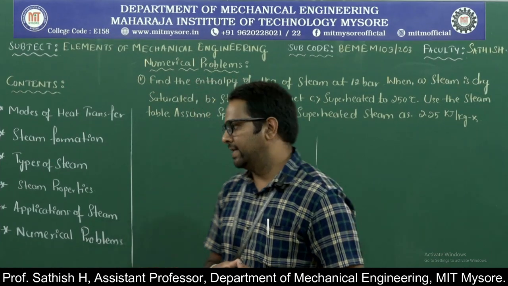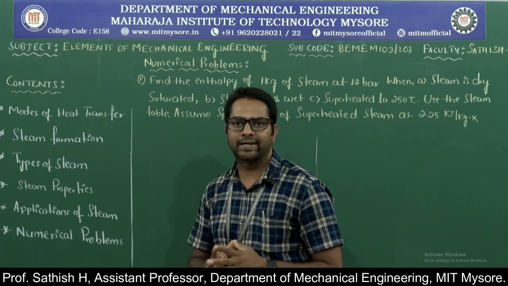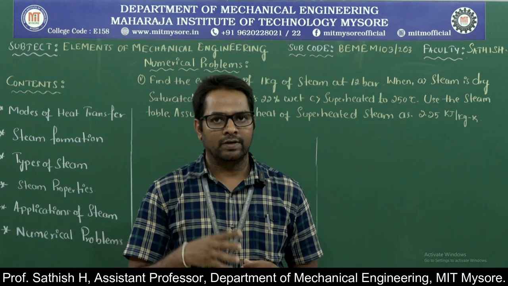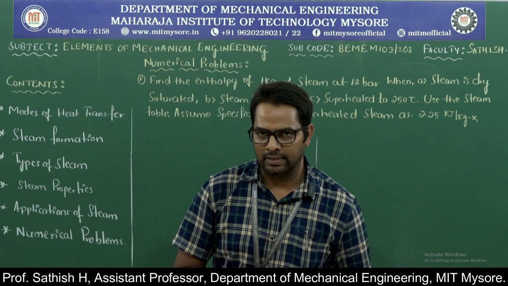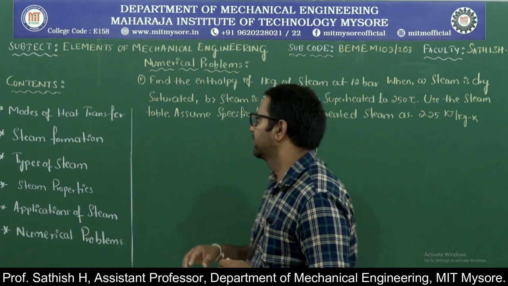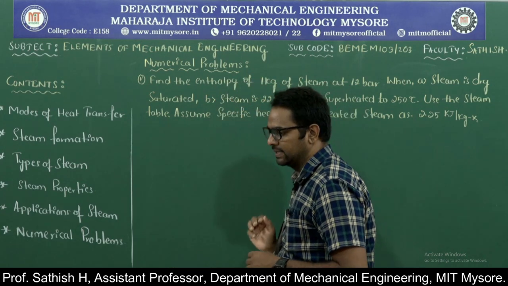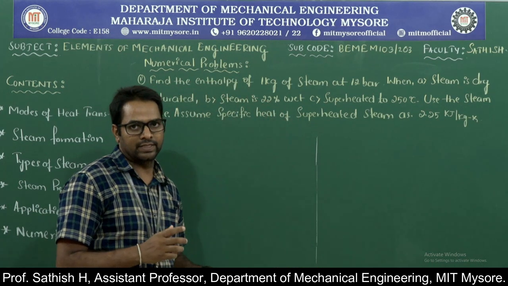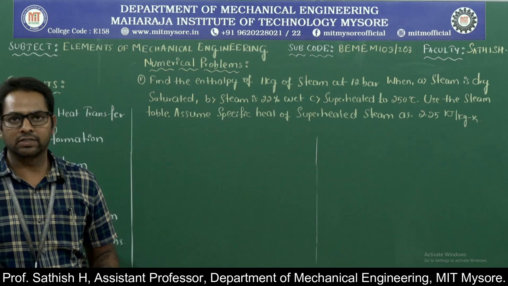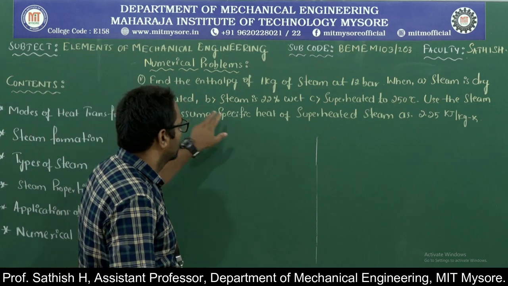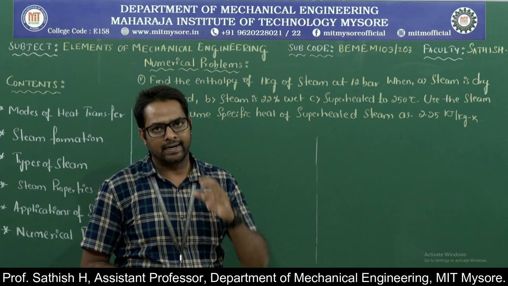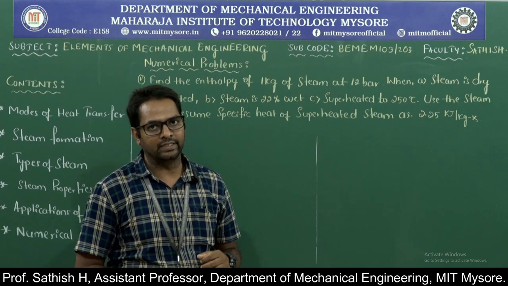So next we will solve some of the numerical problems which are related to steam formation. The first problem we are going to discuss in this session is something like this. Find the enthalpy of 1 kg of steam. They have given us the mass of the steam, which is 1 kg, at 12 bar, the pressure at which we need to measure all these values.